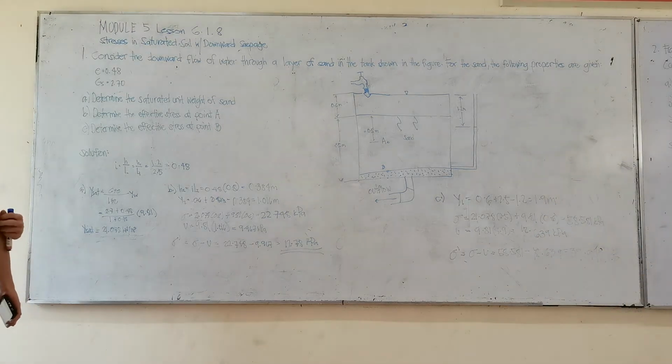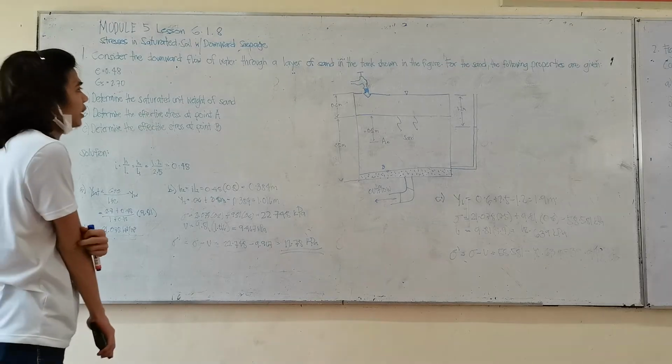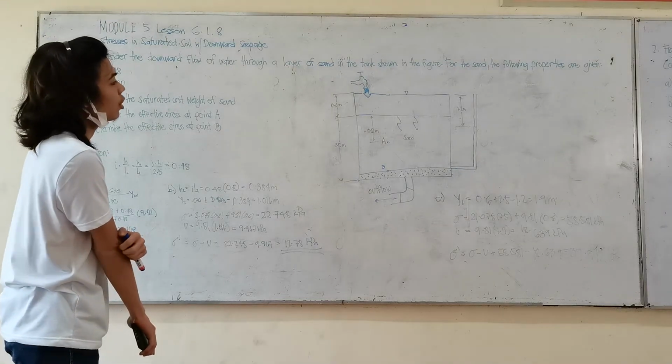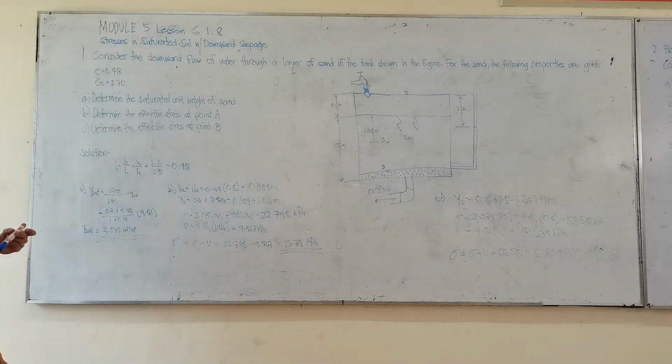So the number one problem is: consider the downward flow of water through a layer of sand in a tank shown in the figure. For the sand, the following properties are given: e equals 0.48 and Gs equals 2.70. A. Determine the saturated unit weight of sand. B. Determine the effective stress at point A. And C. Determine the effective stress at point B.